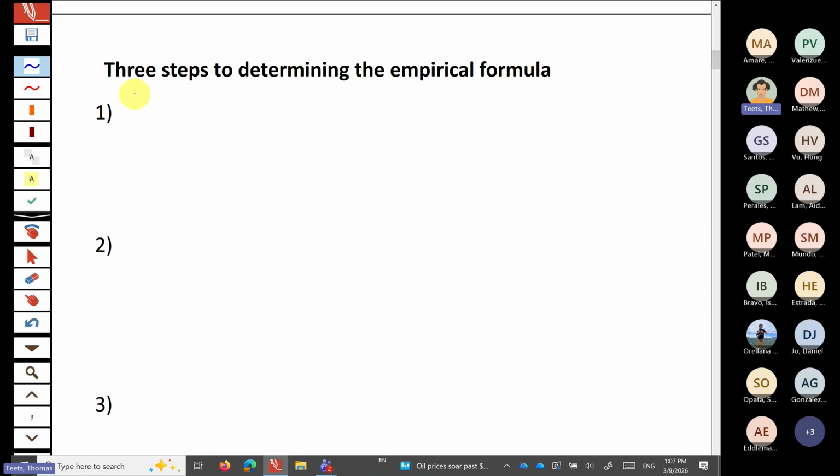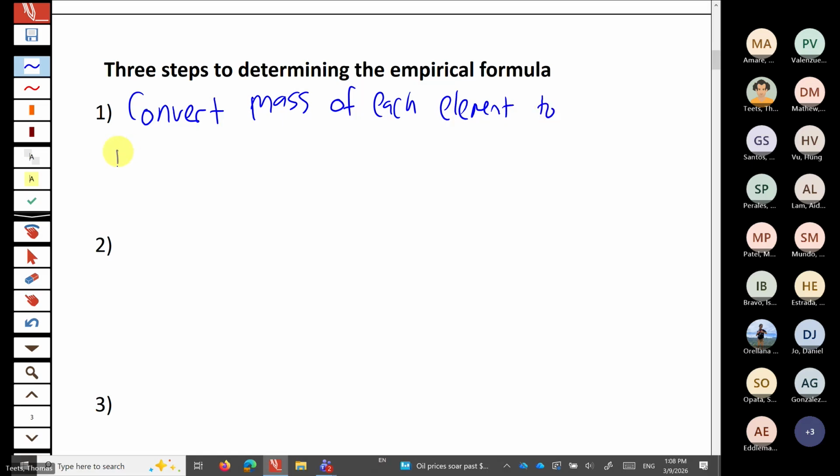So the first thing you're going to do is convert the mass of each element to moles. So again, you're going to have some information about masses, either in absolute terms or as percentages. So you're going to convert the mass of each into moles. And as we talked about last time, that requires us to use the atomic mass of each element, which is the number of grams in 1 mole. We use that as a conversion factor.